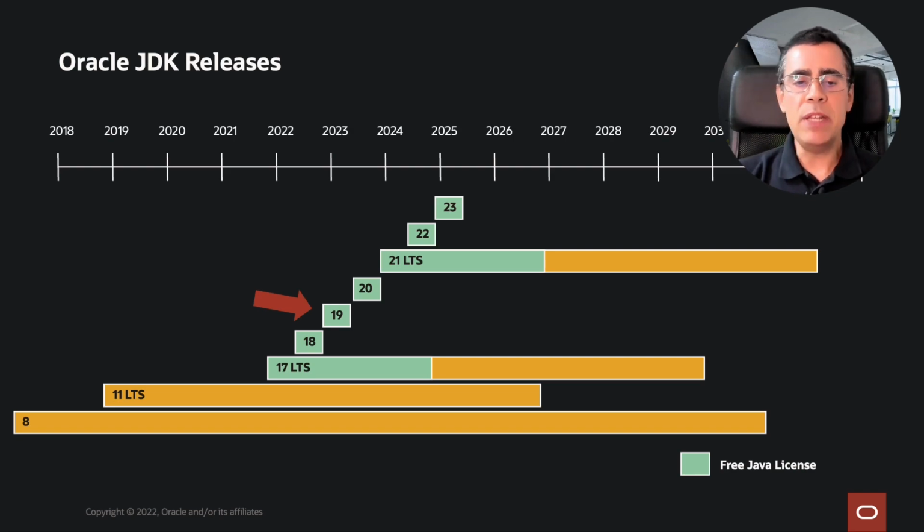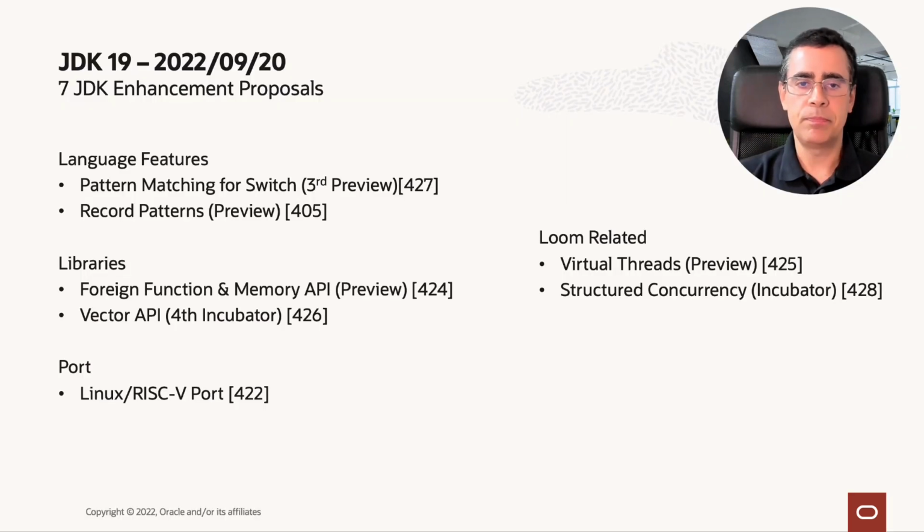JDK 19 is released under the no-fee terms and conditions, so everyone can use it in production at no cost. JDK 19 brings us 7 JDK enhancement proposals. It will be a preview rich release, with 6 of those JEPs delivering either incubators or preview features.